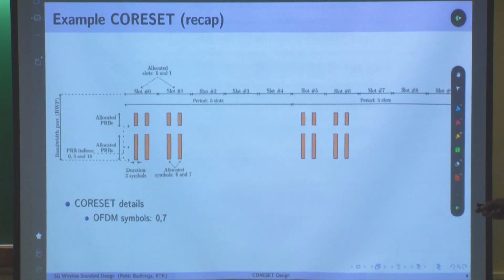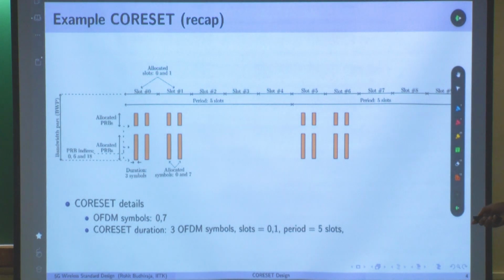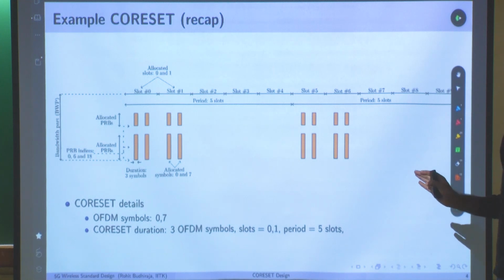Then we looked at the Coreset in slightly more detail. The Coreset is allocated at OFDM symbols 0 and 7, and the duration is 3 OFDM symbols, as shown here. It comes in slots 0 and 1 with a periodicity of 5 slots. So, 2 slots followed by 3 slots of no Coreset transmission, and it goes on like this. This is where we stopped, and we will continue our discussion from here.